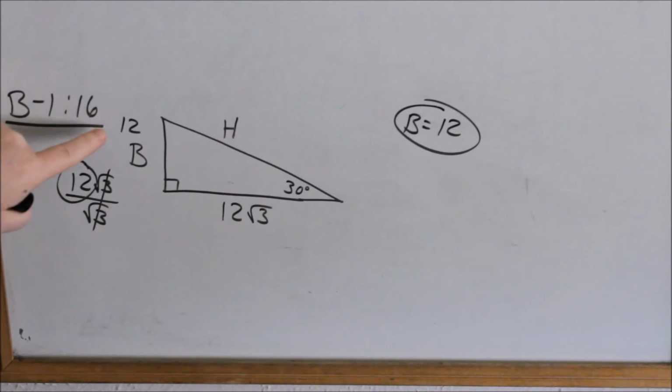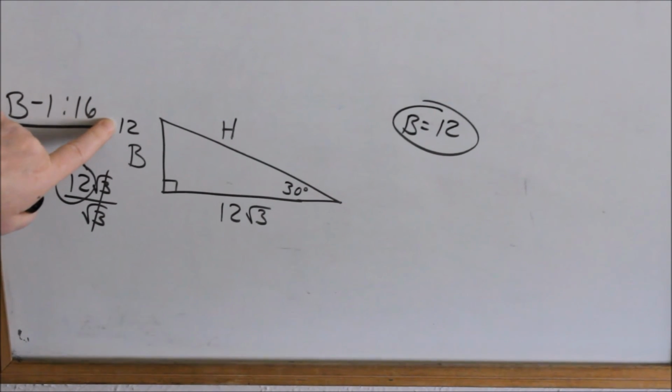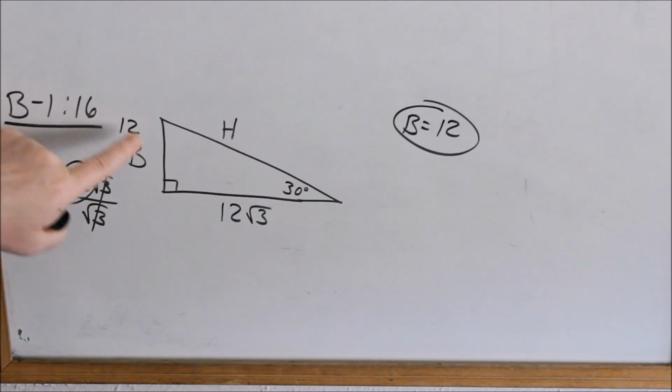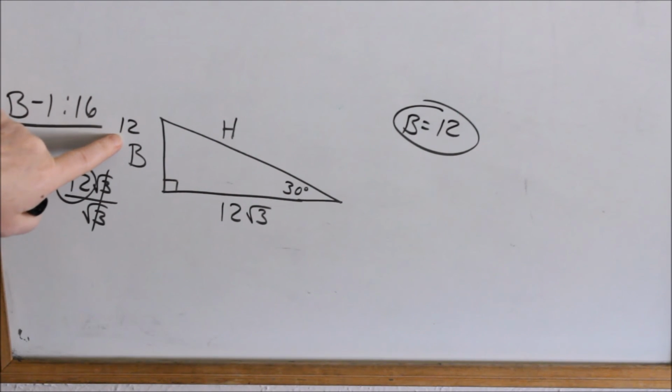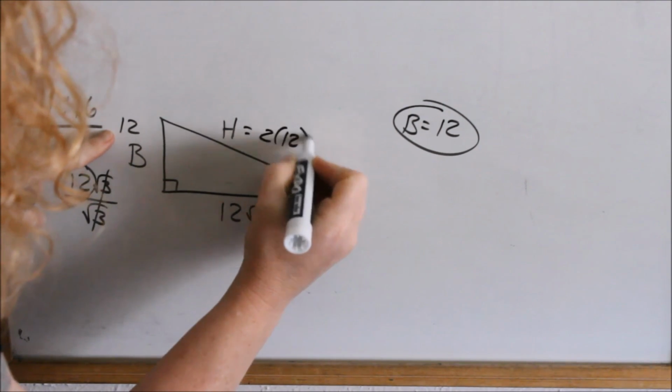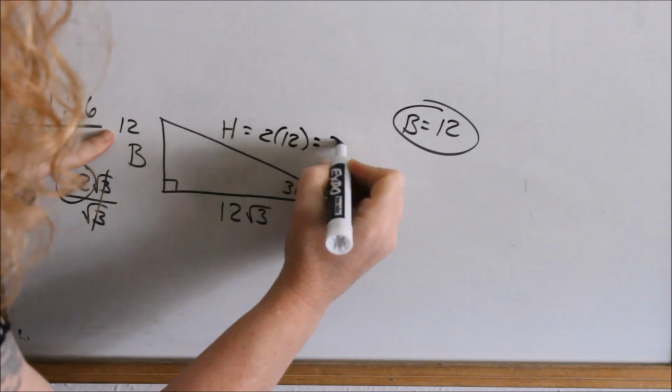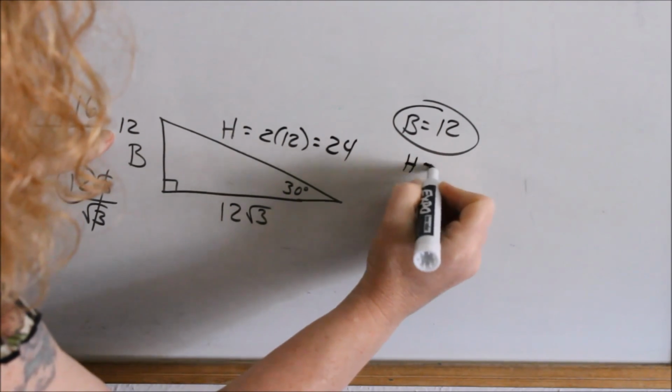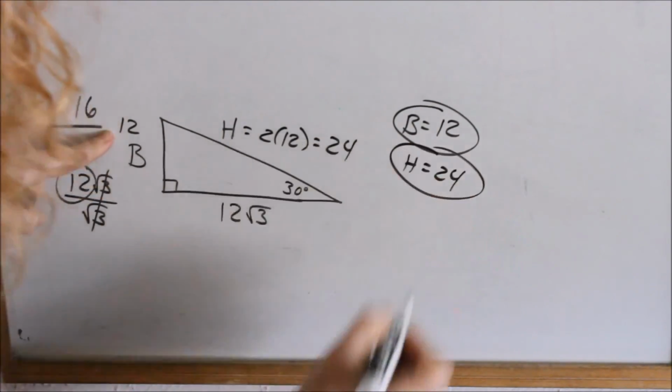I can double check myself. If my short leg is 12, how do I go to the long leg? Take the short leg, multiply by square root of 3, and that's my long leg. Now, I know my short leg, how do I find my hypotenuse? My hypotenuse is 2 times the short leg. So my hypotenuse is 2 times my short leg, which would be 24. So your hypotenuse is 24.